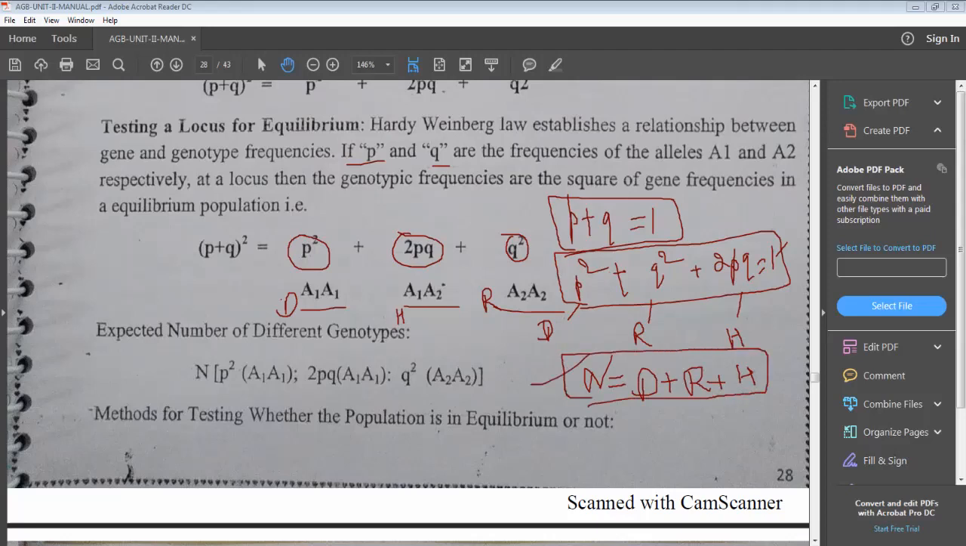Genotypic frequencies addition: the genotypic frequencies are the square of the gene frequencies. If we square P, that will give us the genotypic frequency. Here it is a binomial equation. The expected numbers of the different genotypes will be P square, 2PQ, Q square. These are the different kinds of genotypes.